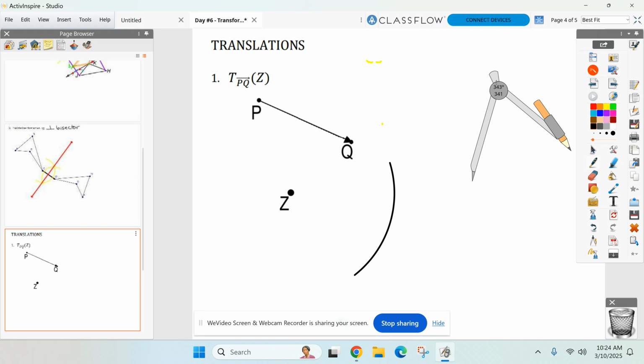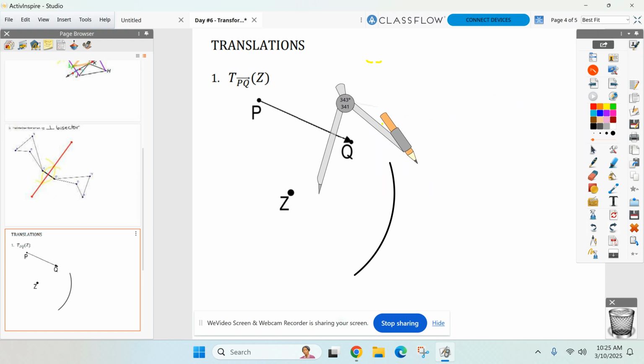All right, so does everyone agree? Any point on here is the same distance P to Q is to Z to any of these points. We just got to figure out the direction now. And here's how we figure out the direction. Take your compass. Measure the distance from P to Z. From P to Z.